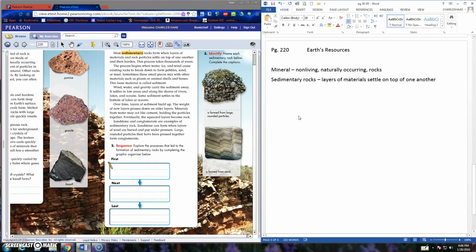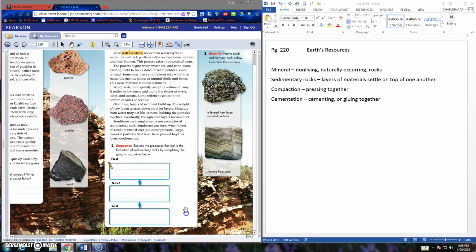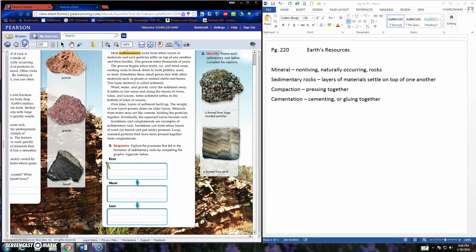Nice. So we probably need to go ahead and add in our word compaction, pressing together, and cementation, cementing or gluing together. Compaction and cementation. And we had lots of examples last week of people pressing layer upon layer. Most of us use some type of icing for the cementation to hold everything back together. Too bad that week is gone now, huh?